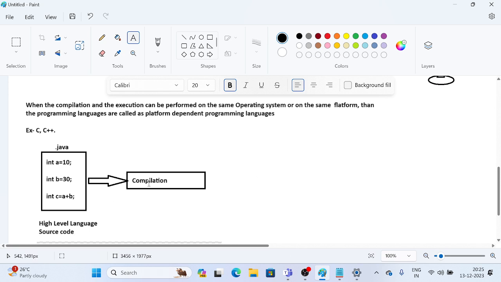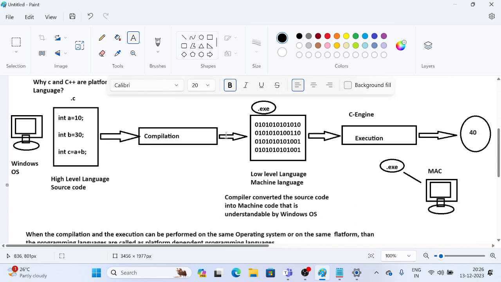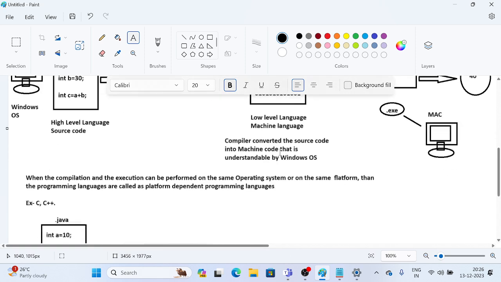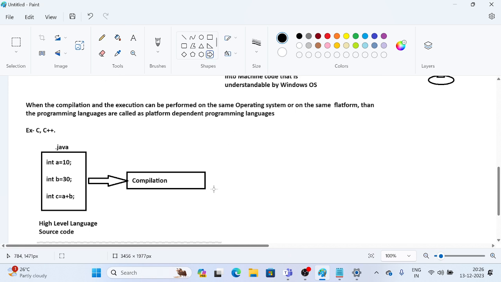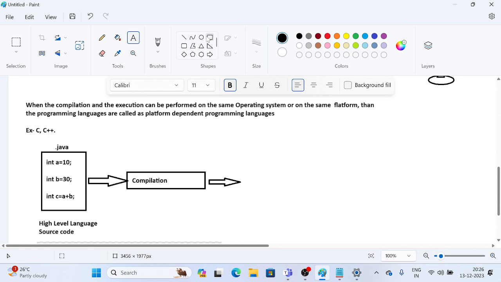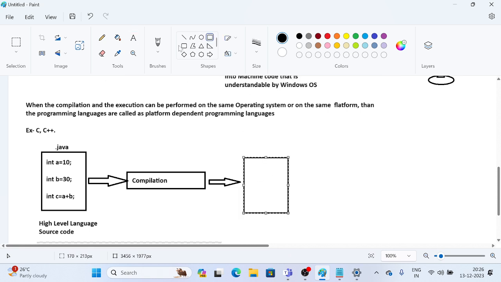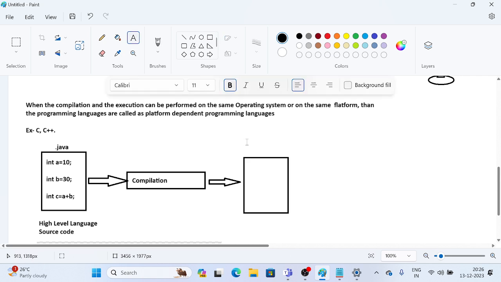Even in Java, compilation has to be done because compilation will take care of the errors as well as a little conversion. In Java, the compiler will not directly convert to machine language like in C. In C, the machine code is generated as soon as the compilation is done. But in Java, machine code will not be generated first. It will generate a file with the name dot class. This is a major difference. Remember this difference.